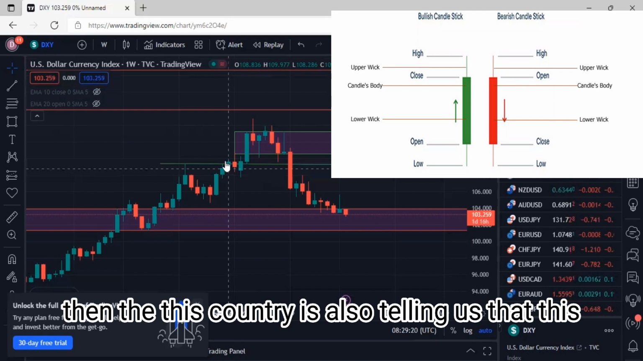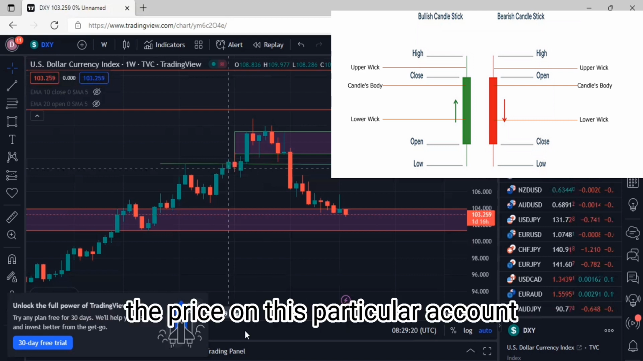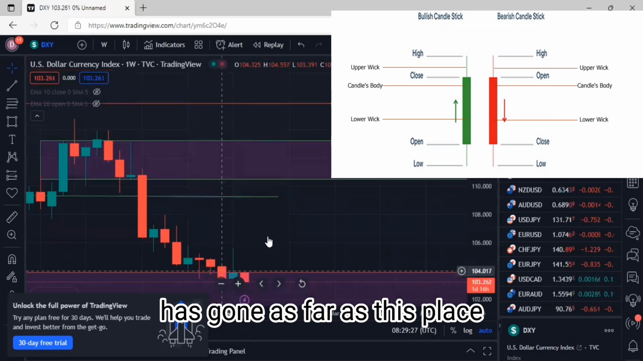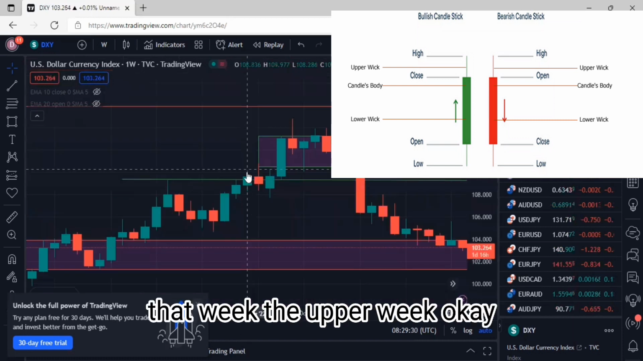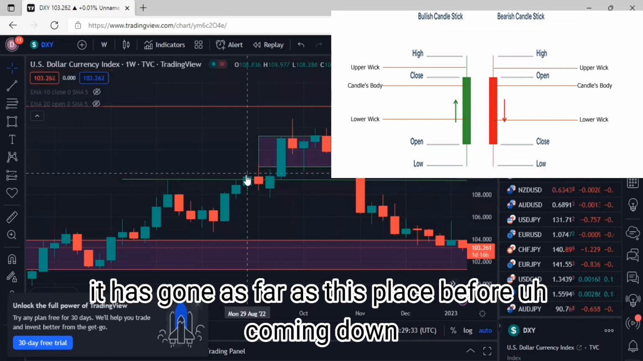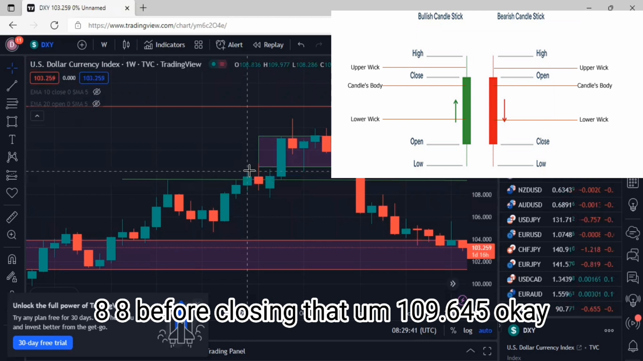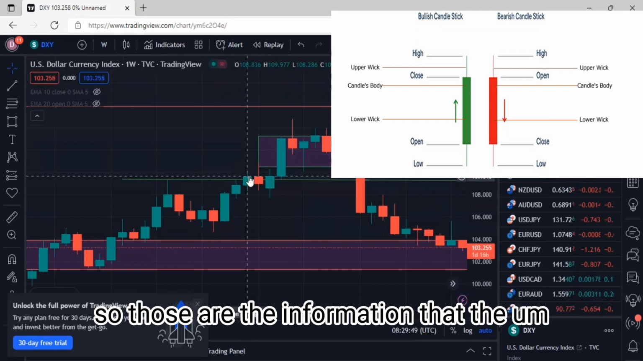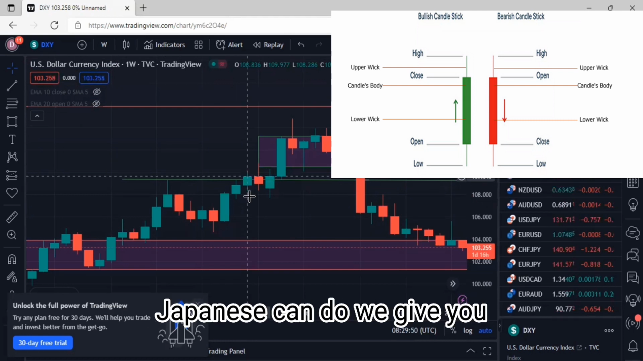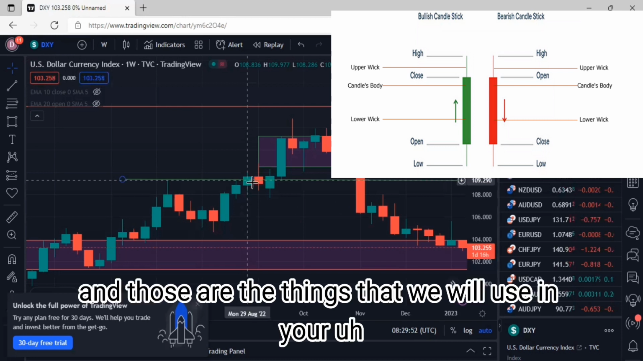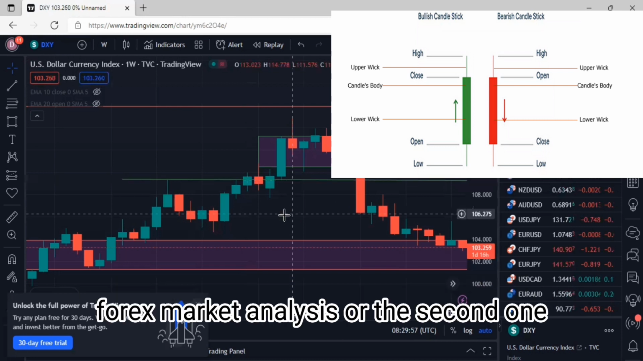Then this candle is also telling us that the price on this particular candle has gone as far as this place at this top here, the upper wick. It has gone as far as 110.088 before closing at 109.645. Okay, so that is the information that the Japanese candle will give you, and those are the things you will use in your forex market analysis.